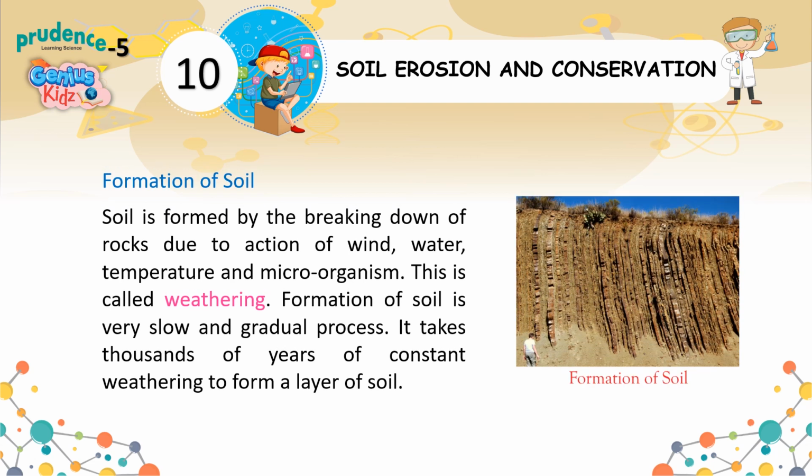Formation of soil. Soil is formed by the breaking down of rocks due to the action of wind, water, temperature, and microorganisms. This is called weathering. Formation of soil is a very slow and gradual process. It takes thousands of years of constant weathering to form a layer of soil.